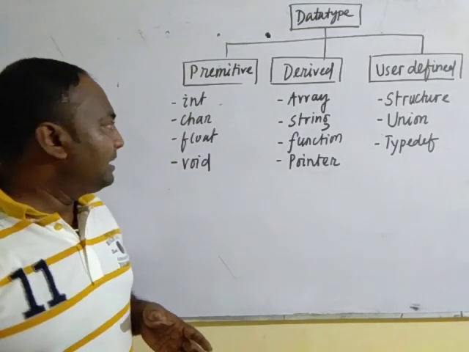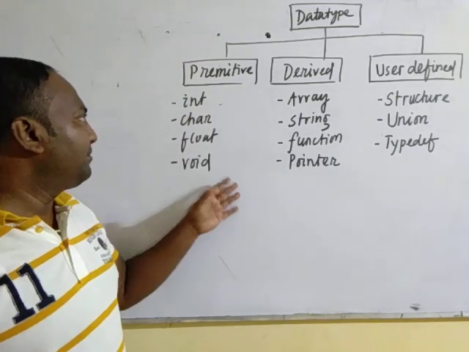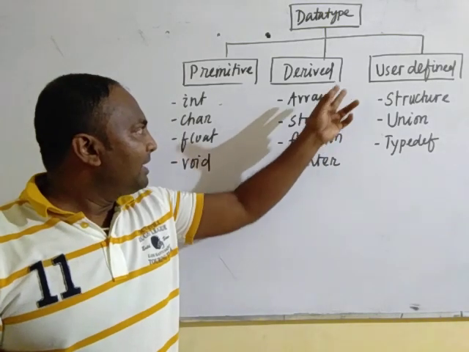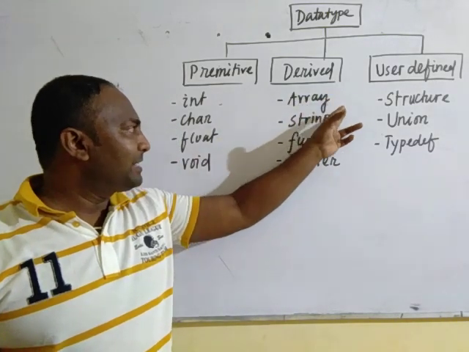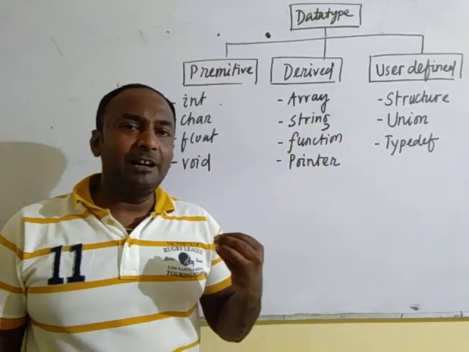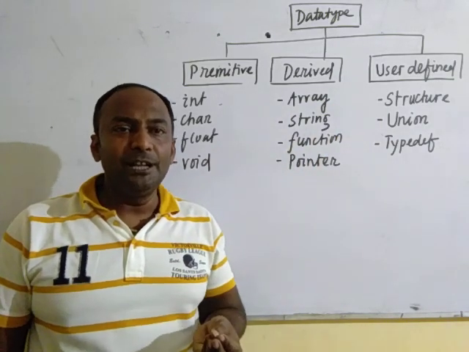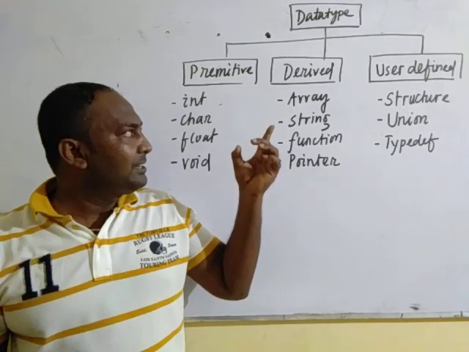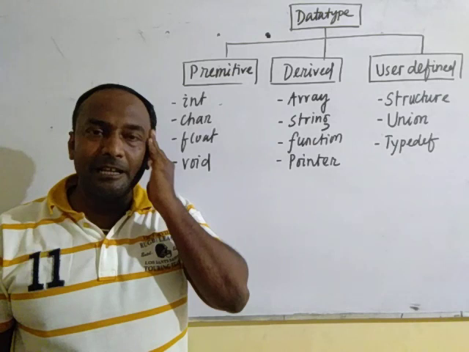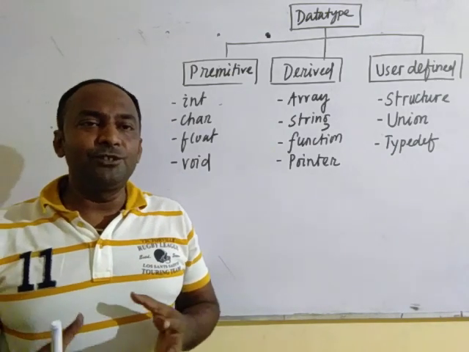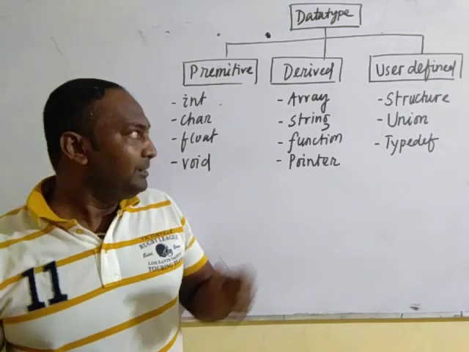In this class, we will learn about only primitive data types. Those are usually used during the variable declaration. These derived data types are derived by the user during the program. User-defined means these are created by the user during the program. So structure, union, these are the user-defined data types. These data types are created by the user. Those can hold different types of data.